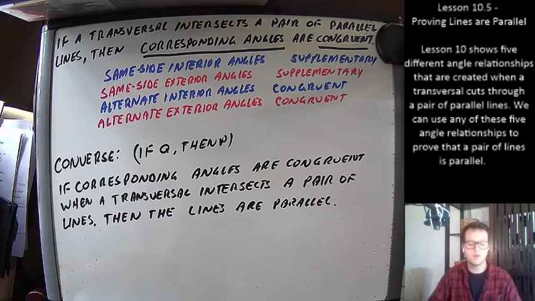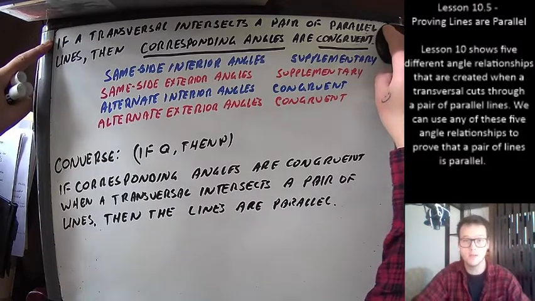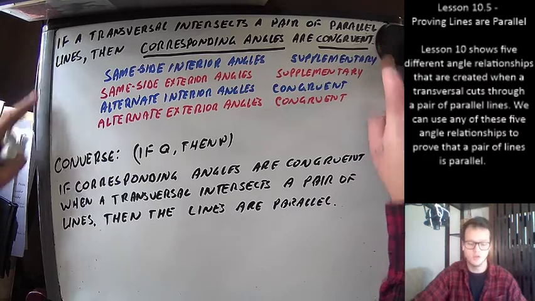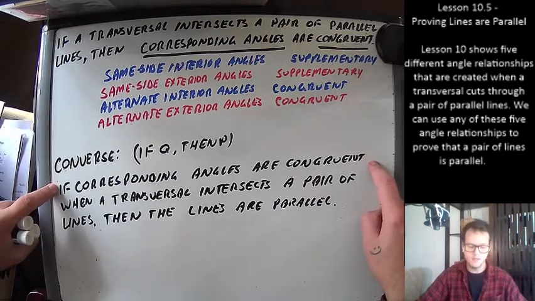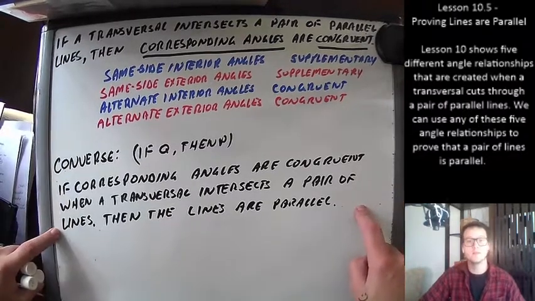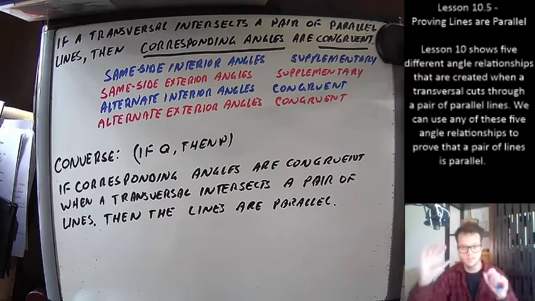The key component of the hypothesis here is that the lines are parallel that are given to you, and then their corresponding angles are congruent. Here, the key component of the hypothesis is that corresponding angles are congruent, and the key component of the conclusion here is that the lines are parallel. So you see that the P and Q, the main idea here, has indeed flipped.